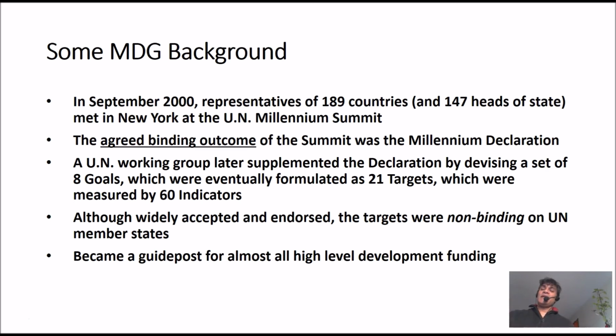What they landed upon was essentially a declaration that there were 8 specific goals formulated as 21 specific targets, and each target has a series of indicators that we use to measure whether or not that target is achieved, a total of 60 indicators for these 21 targets. And they called these 8 goals the Millennium Development Goals.